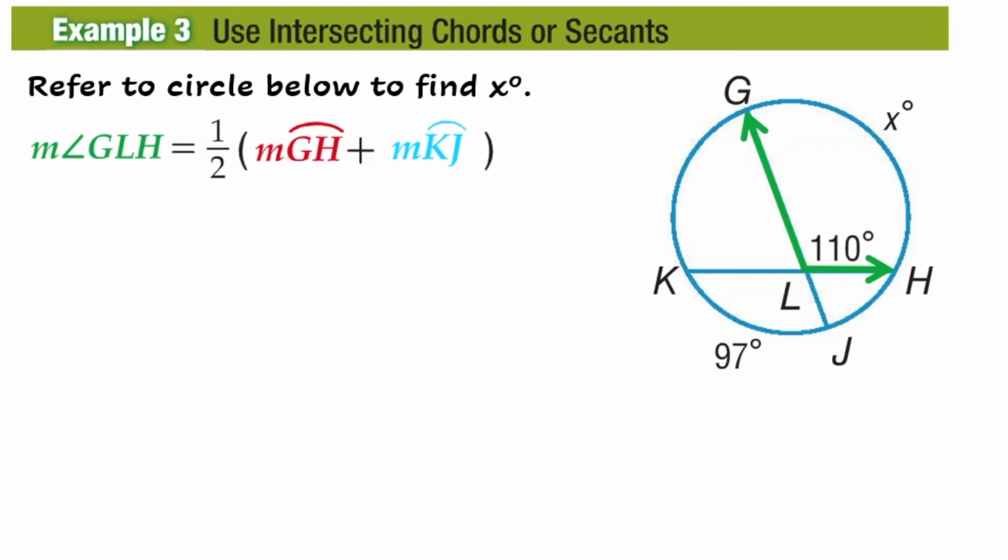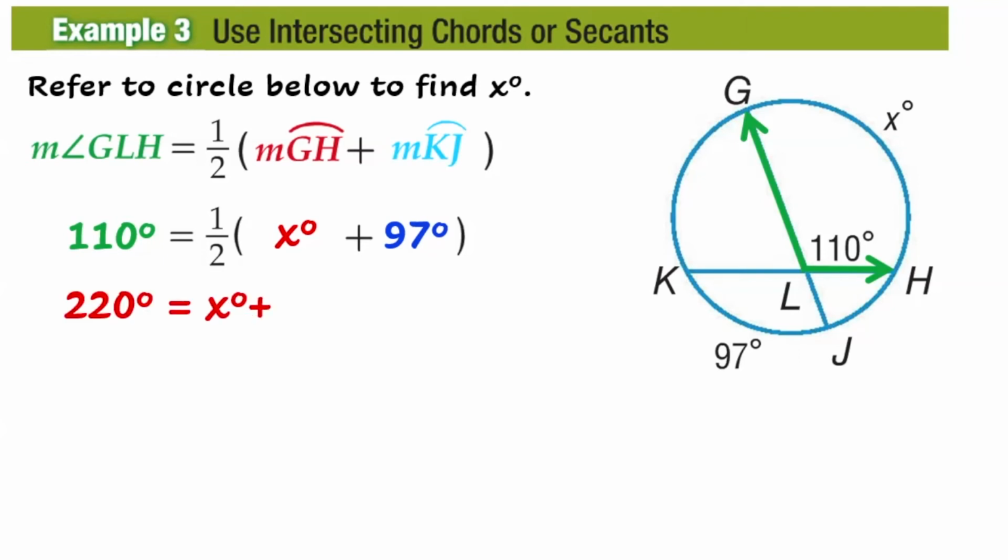Now replace the values. Measure of the angle GLH equals 110. This is equal to half multiplied by the sum of the first one, which is X, and the other one, which is 97 degrees. To solve this linear equation, we multiply both sides by 2, and we'll get 220 equals x degrees plus 97. Then we subtract 97, so we'll get the value of x will be 123.